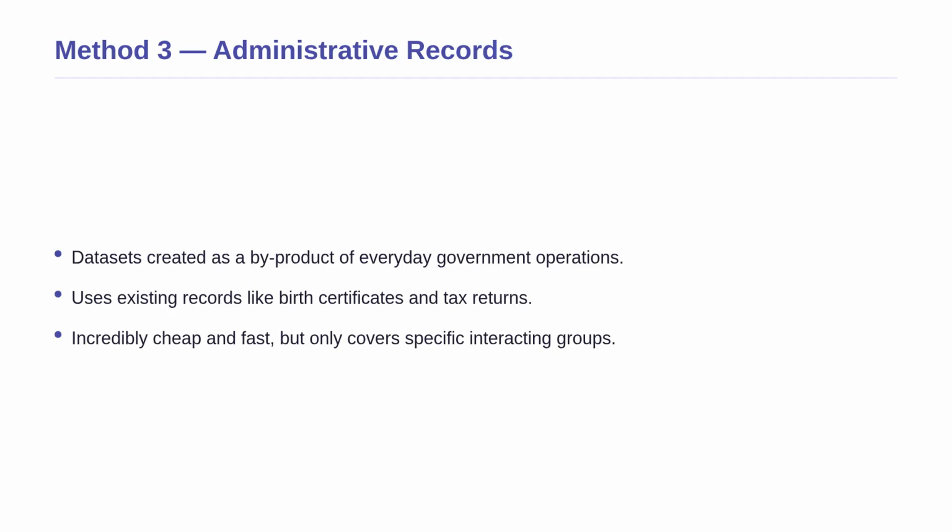The third method relies on administrative records. These are data sets created as a byproduct of everyday government operations, rather than through a dedicated statistical survey. For example, when a baby is born, a birth certificate is issued. When someone earns a salary, they file a tax return. The government can simply gather these existing records to generate statistics. This is like looking at your family's past grocery receipts to figure out what they like to eat, instead of actively asking them. It is incredibly cheap and fast because the data is already sitting in a computer system.